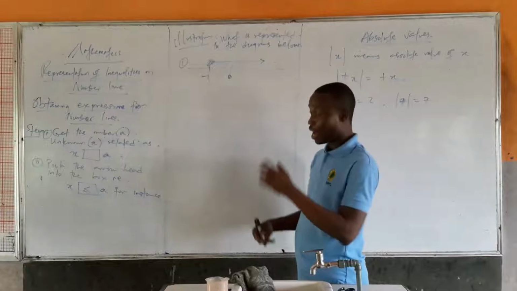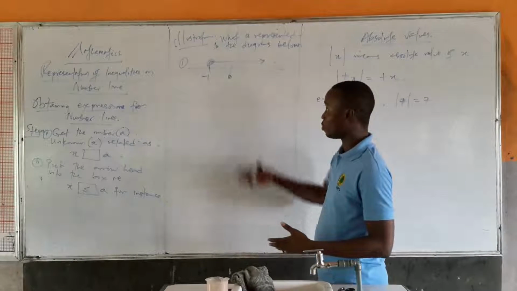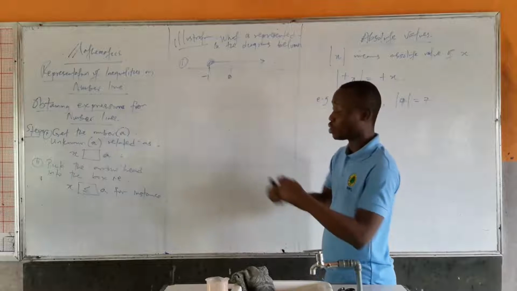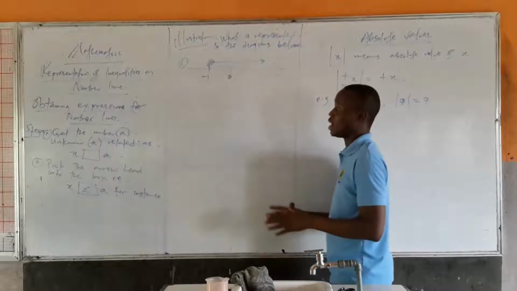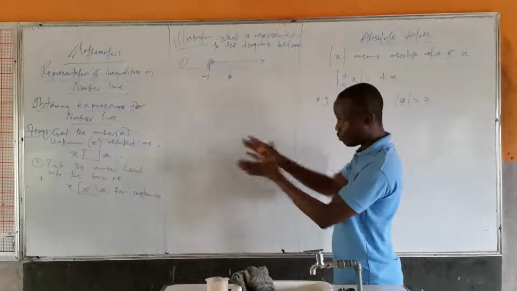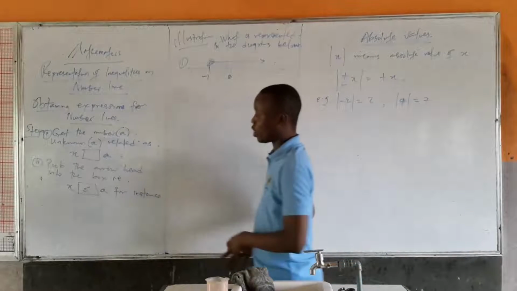Today we are going to see how we can get expressions from the number line. Of course, I've discussed how you can get the number line from the expression, but this one is quite easier than getting the number line from the expression. We have steps that have been itemized here to help you do that.